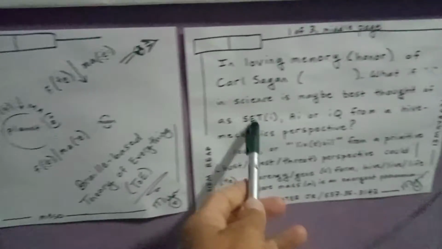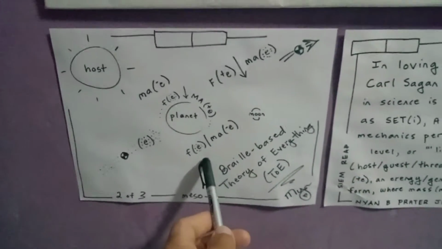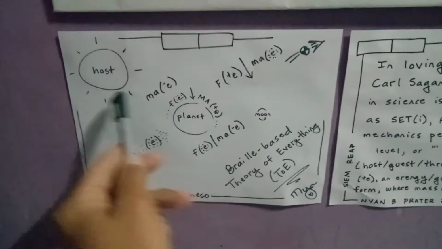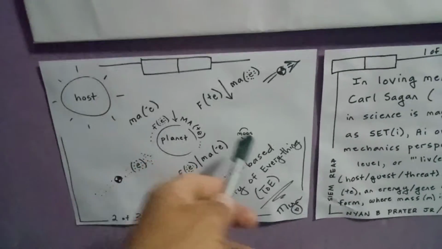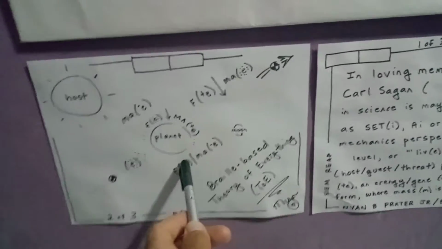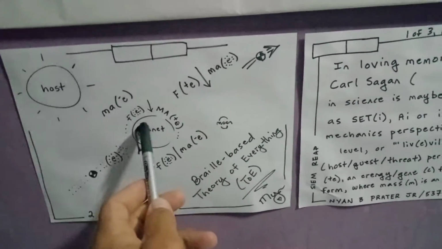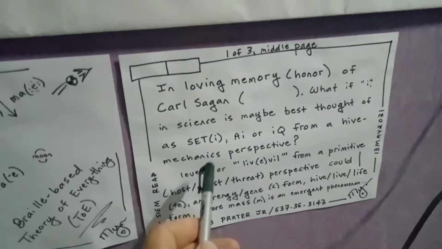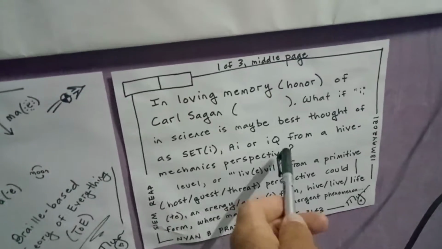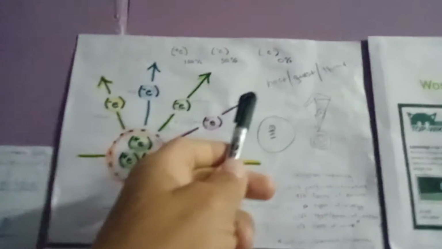And I was thinking, after male, female, and mammalian dynamics, and host, guest, host, guest threat model, I thought we could use the little dots as the I in AI, IQ, or SETI. And more specifically, I'm always thinking about things from a host, guest, threat model.